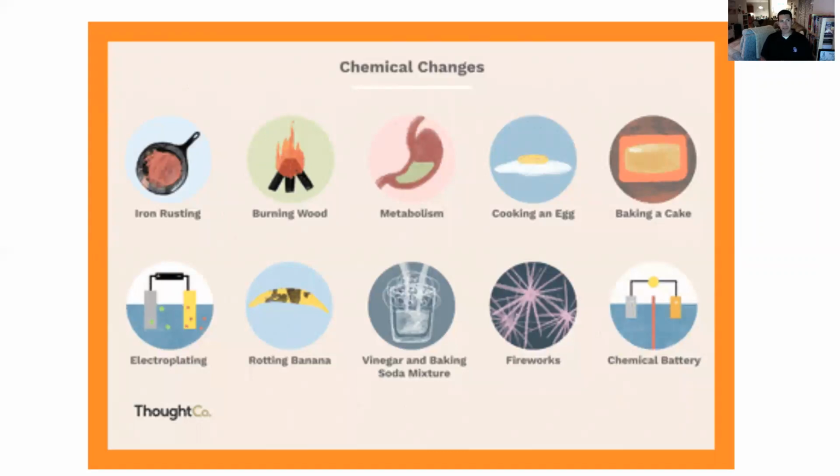Here are the words you want to look out for: rusting. Iron rusting, that's the formation of an oxide, right? When iron rusts, it forms iron oxide. Burning, right? So burning wood, combusting would be another term. Metabolism, any of those changes in your body. Think about it. When you eat food, it looks different on the other end, all right? So it has changed. Cooking an egg, baking a cake, electroplating, rotting, vinegar and baking soda, fireworks, chemical batteries, right? So all of these are examples of chemical changes.